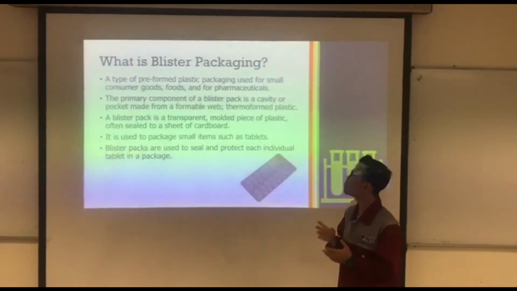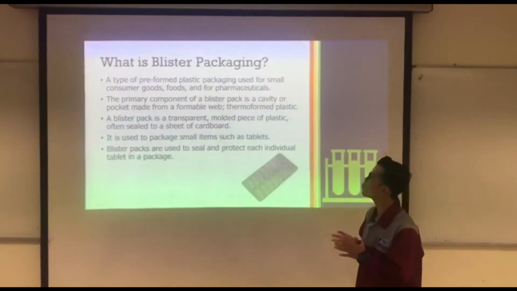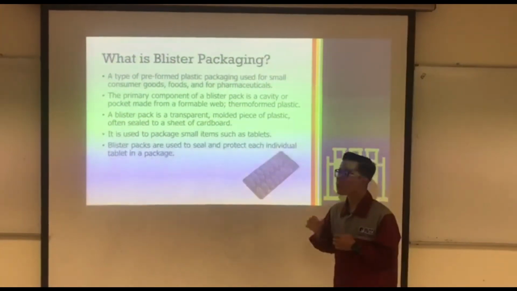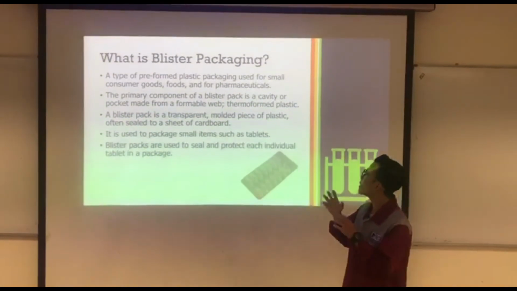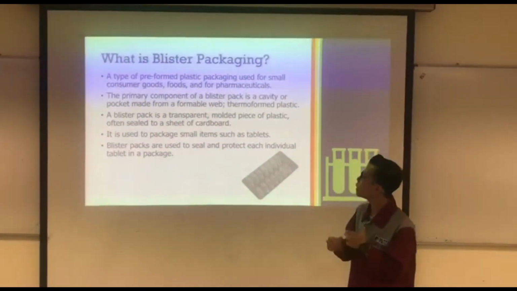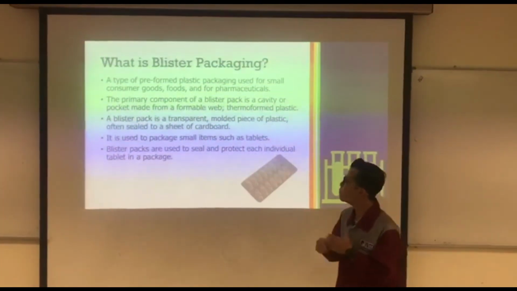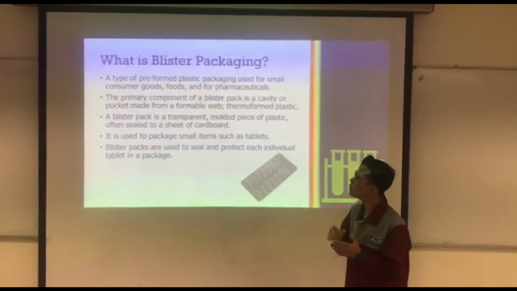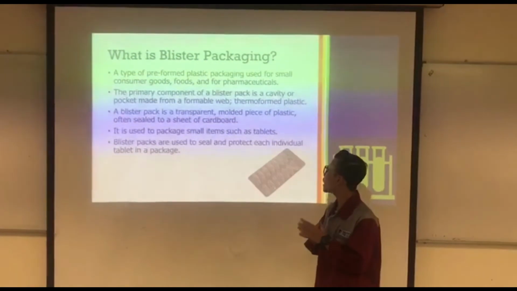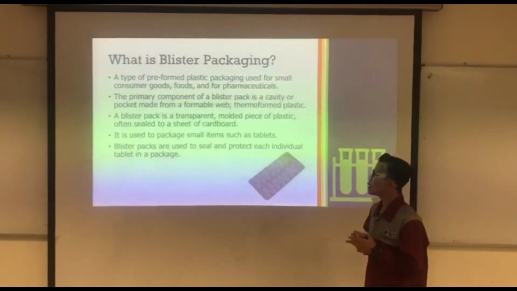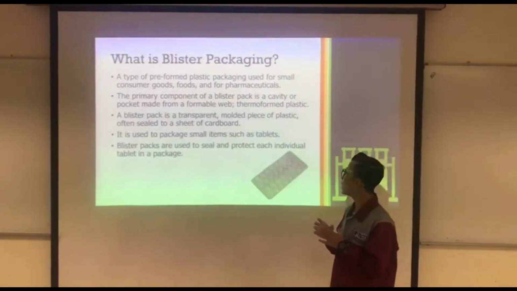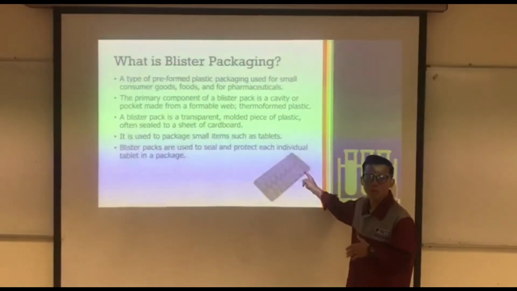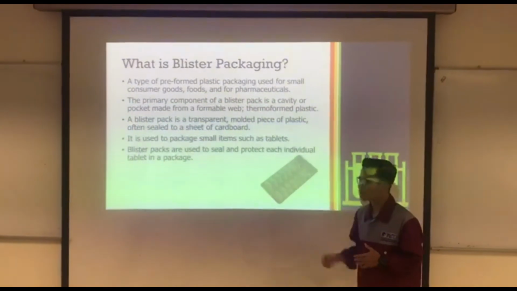It is a type of preformed plastic packaging used for small consumer goods, food and pharmaceuticals. The primary component of a blister pack is a cavity or pocket made from a formable web. A blister pack is a transparent small piece of plastic used to package small items such as tablets. Blister packs are used to seal and protect each individual tablet in the package. So this is an example of blister packaging.